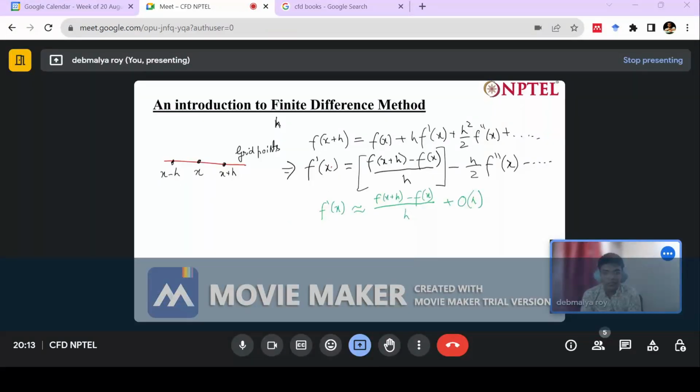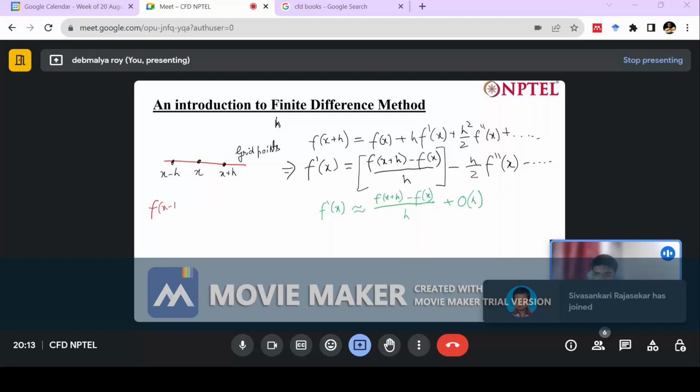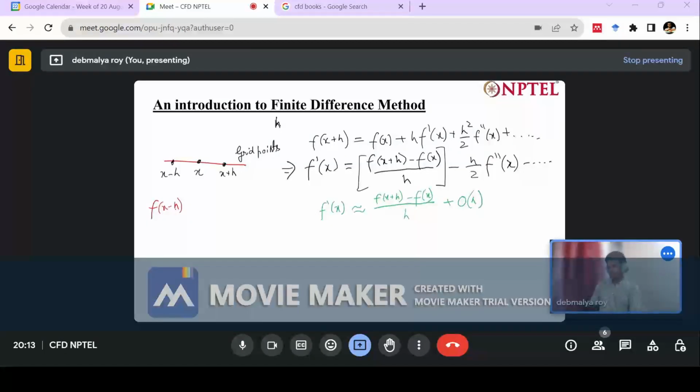So instead of taking the expansion of f of x plus h, I could also have done the same with f of x minus h. Okay. So here also, write down this series expansion. Here it will be changing signs, right? I will have minus, then again plus, and so on. Okay.